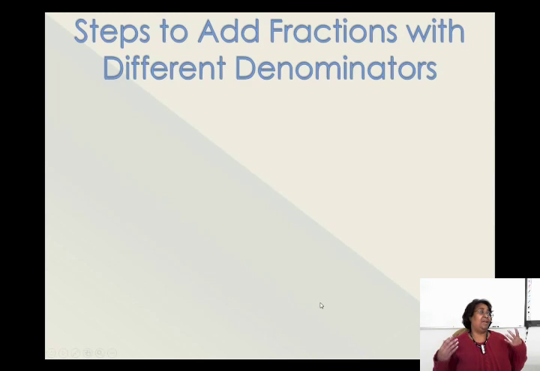Now, adding fractions and subtracting fractions, the rules are the same. Adding and subtracting fractions, when the denominator is the same, it's easy. It's when the denominators are not the same that you have a lot of extra work to do. So let's review how you would do this, and then let's do some practice.